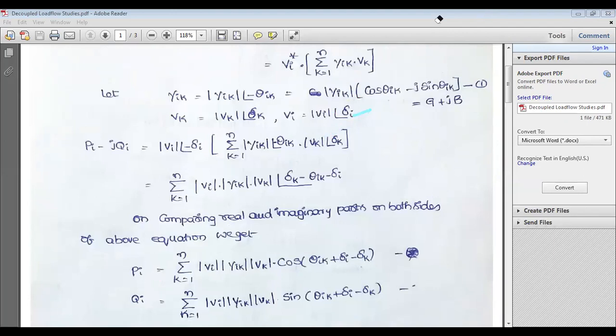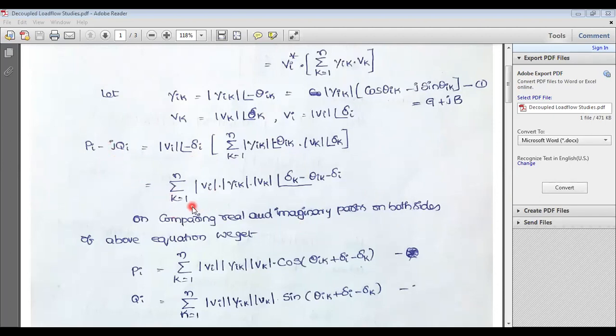As far as this is concerned, if you take this Vi at an angle delta i into this summation, obviously you will get the multiplication of Vi, Yik, Vk at an angle of delta k minus theta ik minus delta i. So how do you get this minus? Already we have assumed that Yik is at an angle minus theta ik, and just now we have obtained Vi conjugate, meaning Vi at an angle of minus delta i. So if you make this, obviously you will get Pi minus jQi.